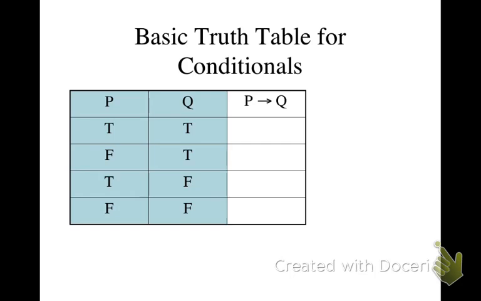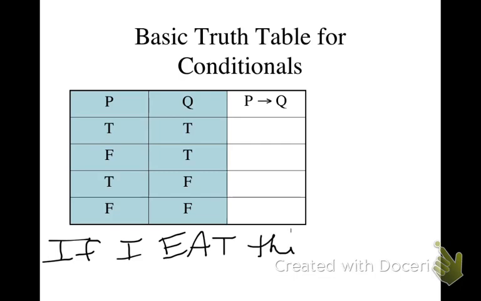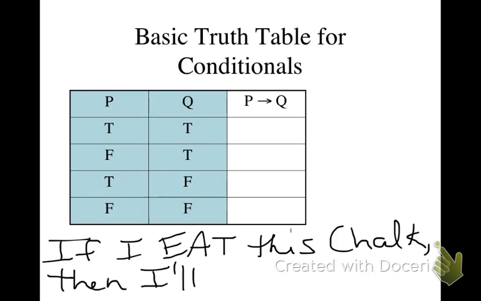So the sentence I use is the sentence, if I eat this chalk, then I'll die. So, E arrow D.